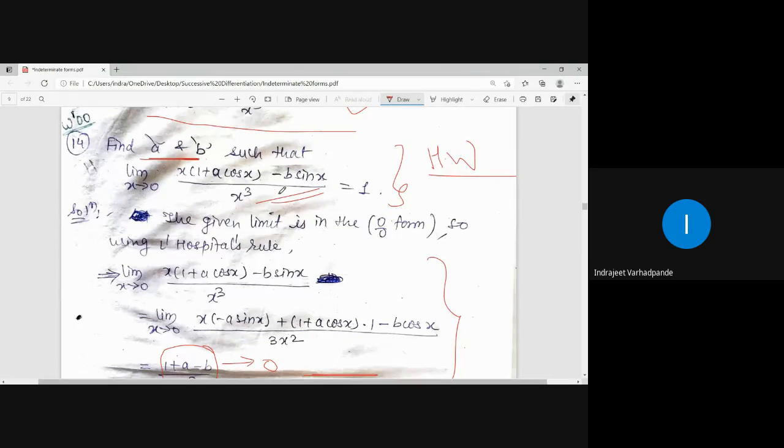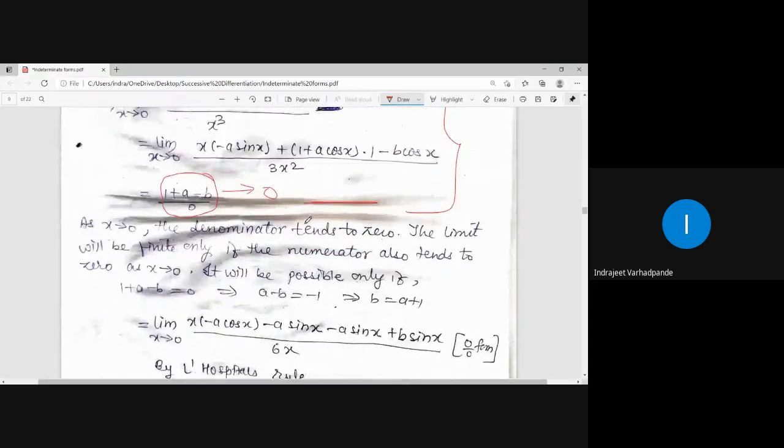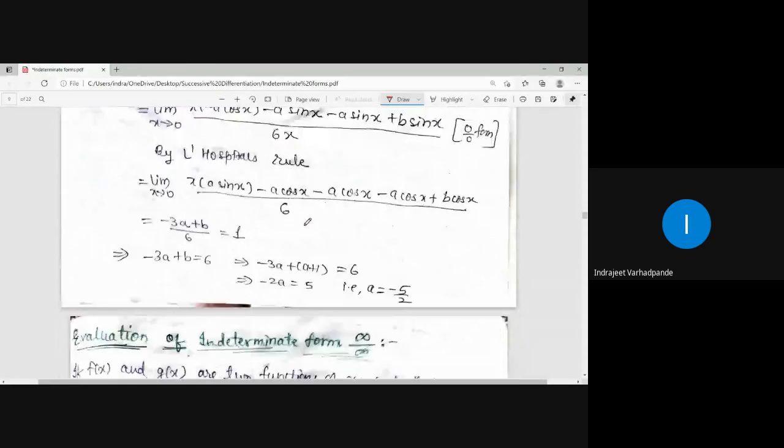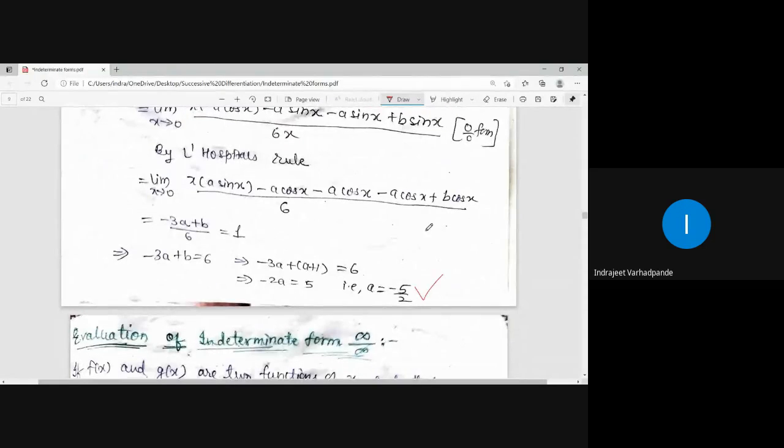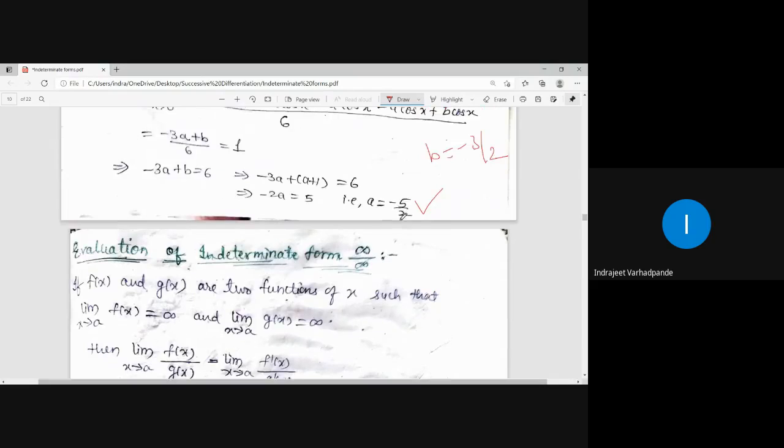So here you will be having the value of a as -5/2 and the value of b comes out to be -3/2. Kindly note down. Just for your reference, kindly note down the answer as a is equal to -5/2, b is equal to -3/2.